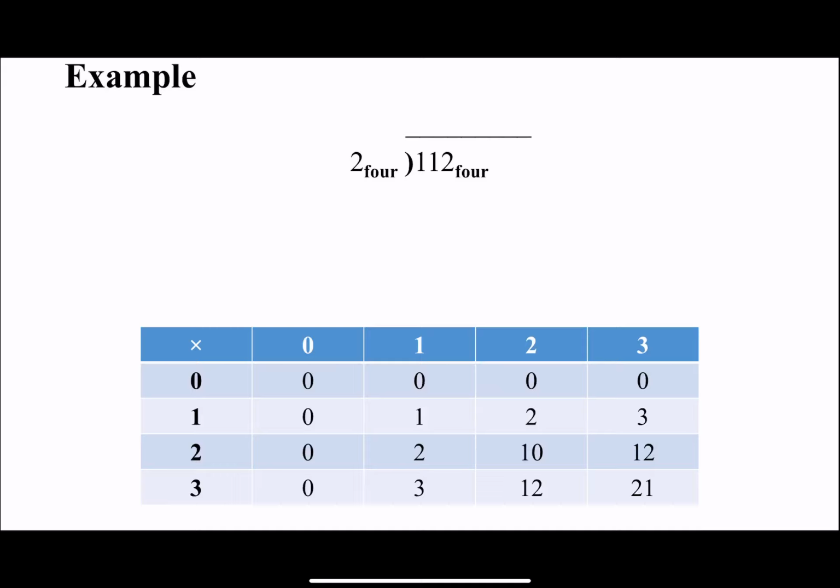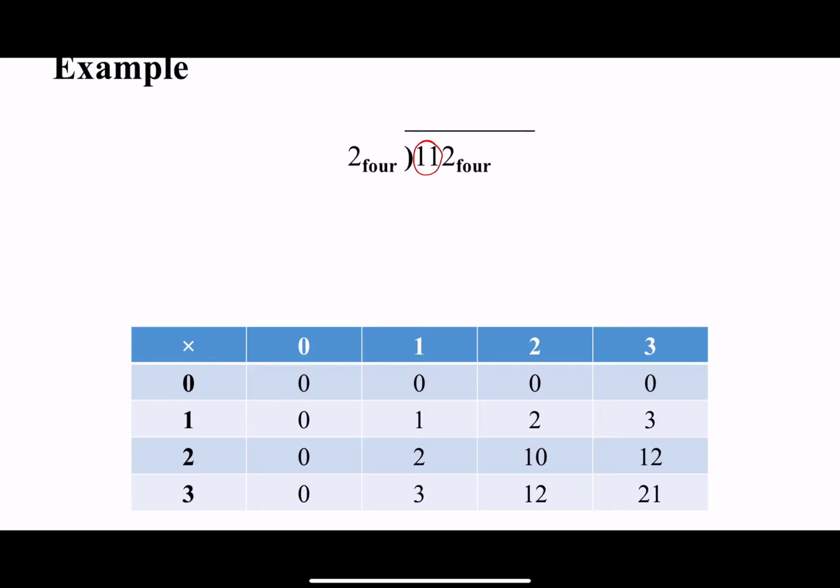Okay, now we have 2 base 4. You want to divide it by 2 base 4. Okay, so 1 is smaller than 2, so I go with 1. Okay, it's divided by 2. I only focus on the column of 2. Okay, in that column of 2, what is the largest product which is equal or less than 1?